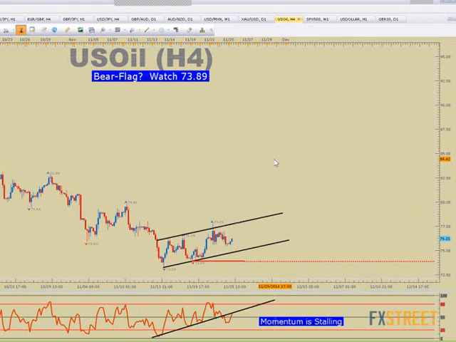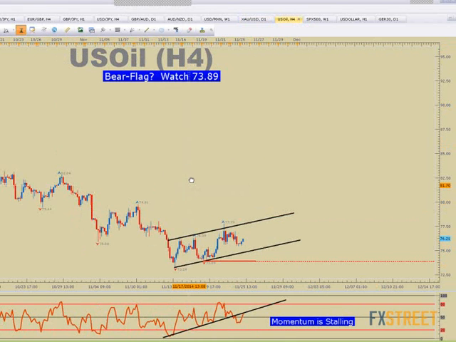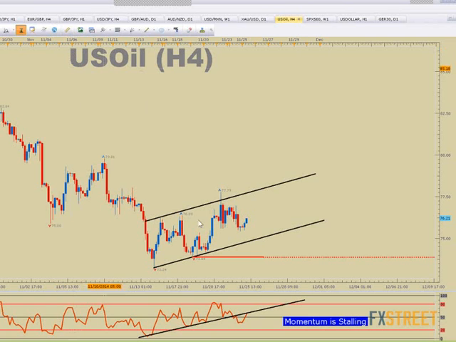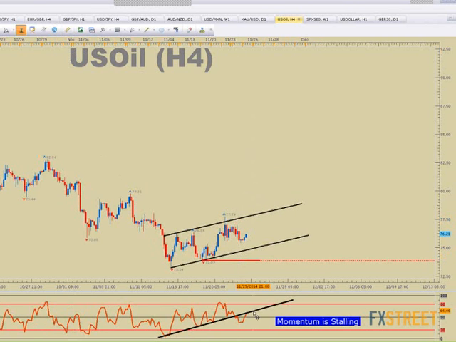What you can see here is I have a higher low on U.S. oil, which is highlighted here, 73.89. Momentum looks to be stalling, but we could still move higher, right? That's why I try and stay out of that first move of the trend. It is because it's usually going to be a nastier move.